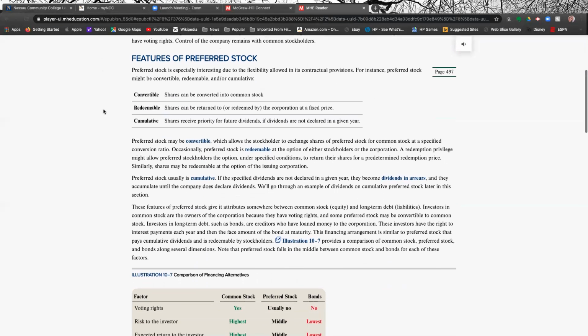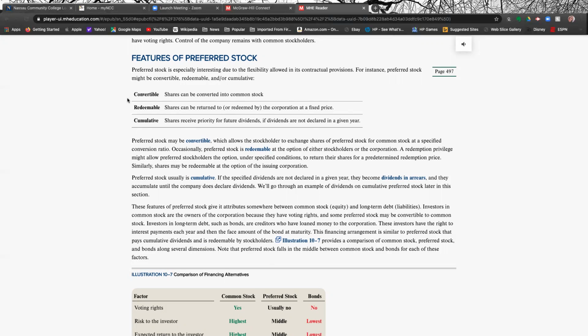Now, when it comes to preferred stock, right, they have various features. Not all preferred stock has these features. But before you invest in preferred stock, if you were tempted to invest in preferred stock, you should know what you're getting. So convertible preferred stock, that can be converted into shares of common stock. And sometimes that's a nice thing to have.